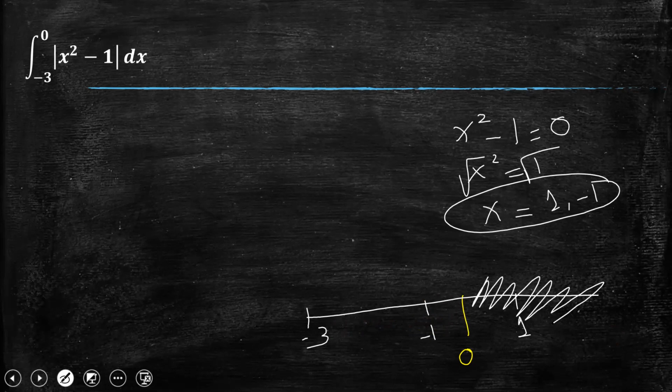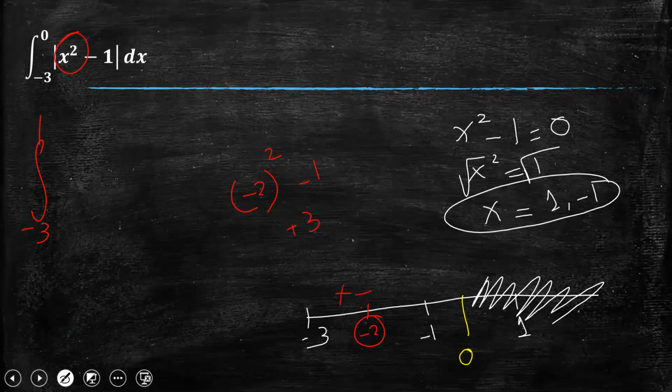Let's try here between -3 and -1. Take any number as an example, -2. Evaluate it here in the function. -2 squared minus 1, it is 4 minus 1, which is +3. So the function here is positive. So I keep x² minus 1 as positive.